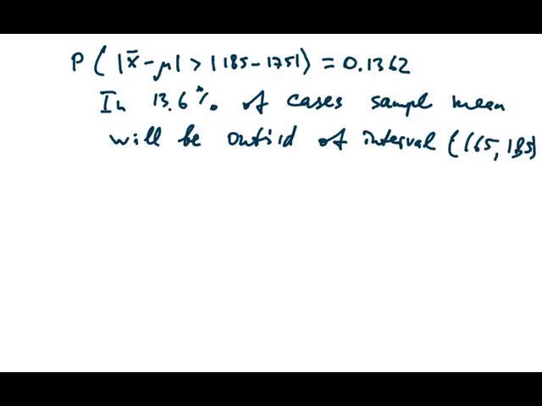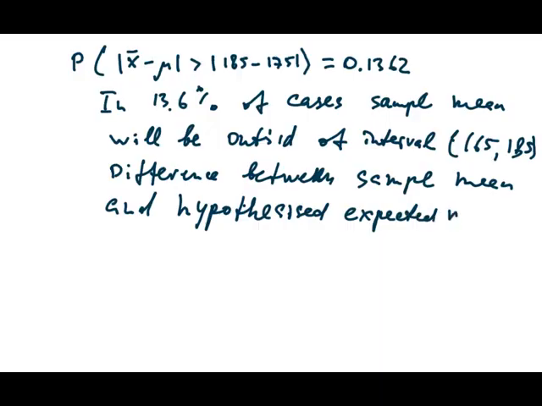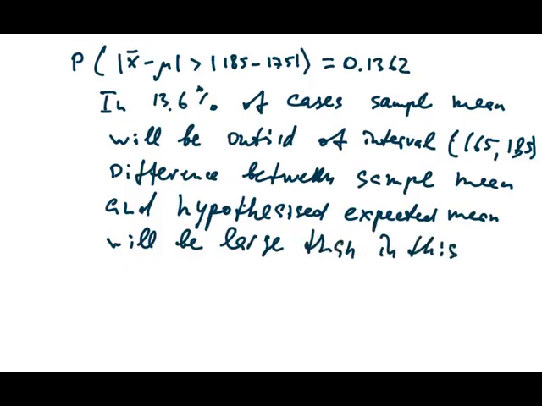That is, in 13.6% of cases, the difference between some sample mean and the hypothesized expected mean will be larger than in this particular observation.